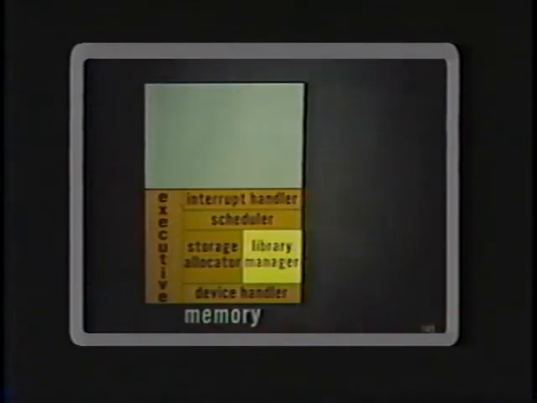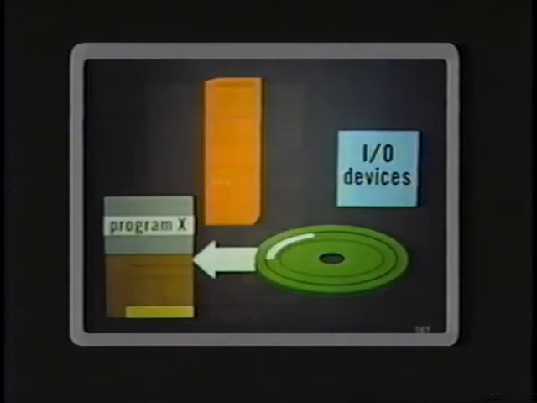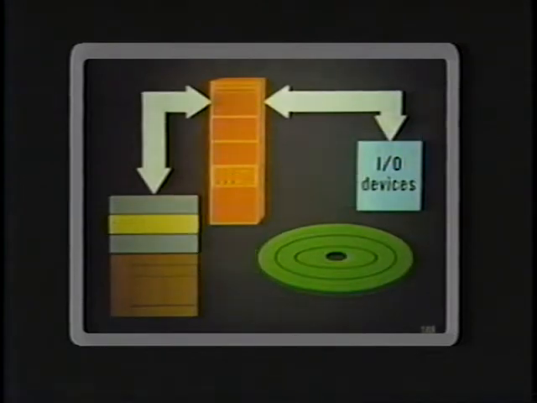To find the program, another part of the operating system is needed, the library manager. The library manager checks the directory on the auxiliary storage device to find out where the desired program is stored. Then the device handler for the auxiliary storage device is used to transfer the desired program into the waiting area in memory. Finally, the executive starts the program, and the computer services the device that caused the interrupt.